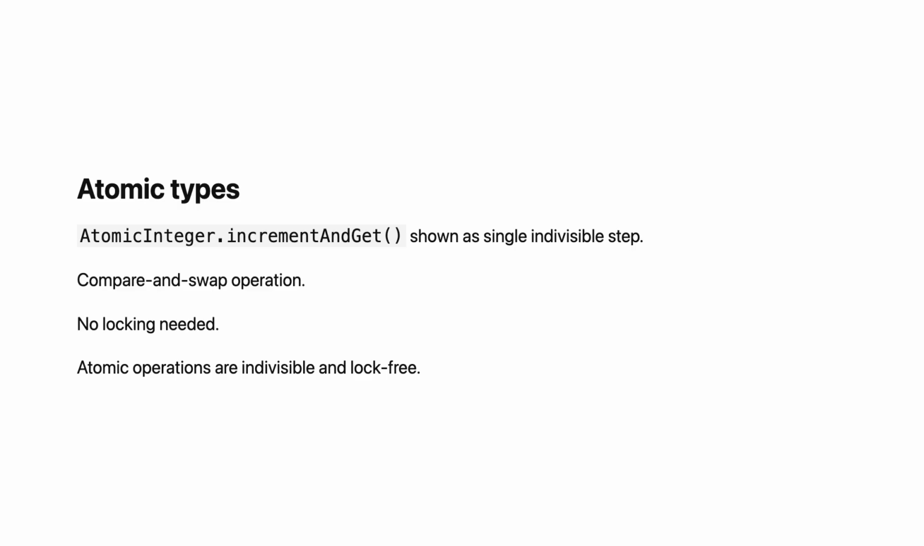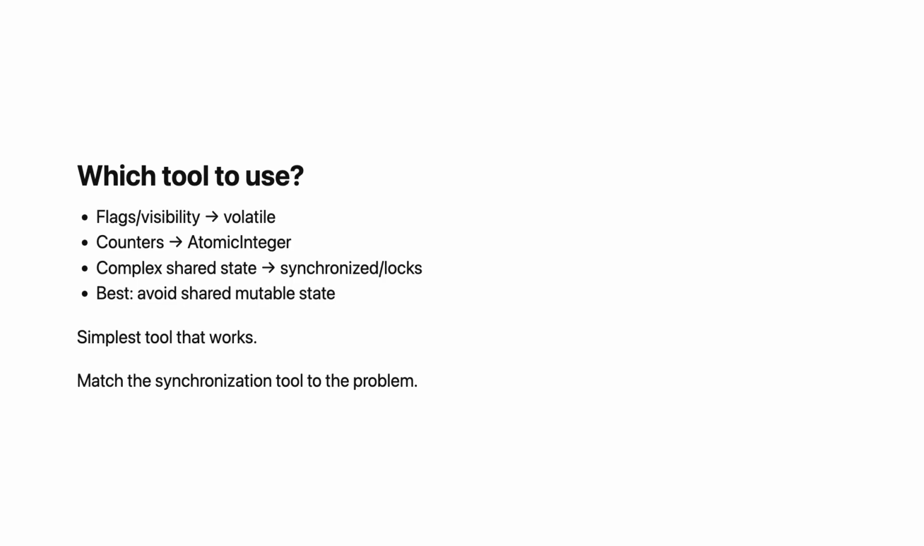For simple flags and visibility, volatile. For counters and simple state, atomic types. For protecting complex operations on shared data, synchronized or locks. Use the simplest tool that works. Volatile if visibility is enough. Atomics if you need atomic updates. Locks when you need mutual exclusion over multiple operations.